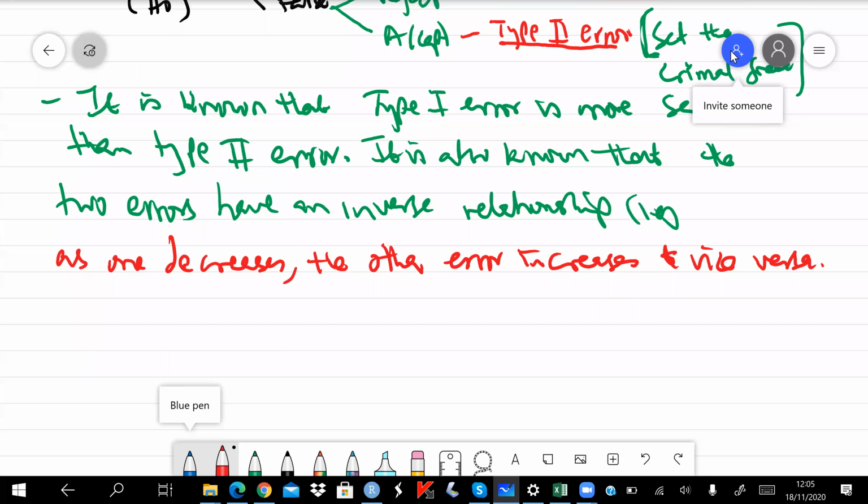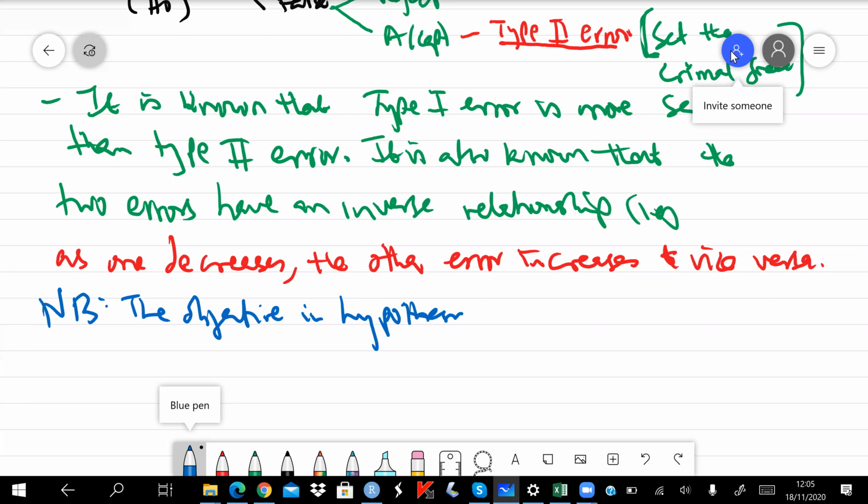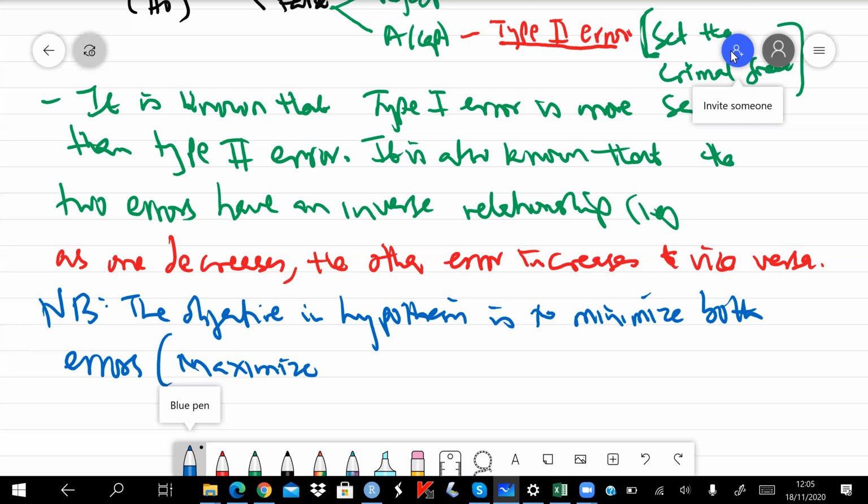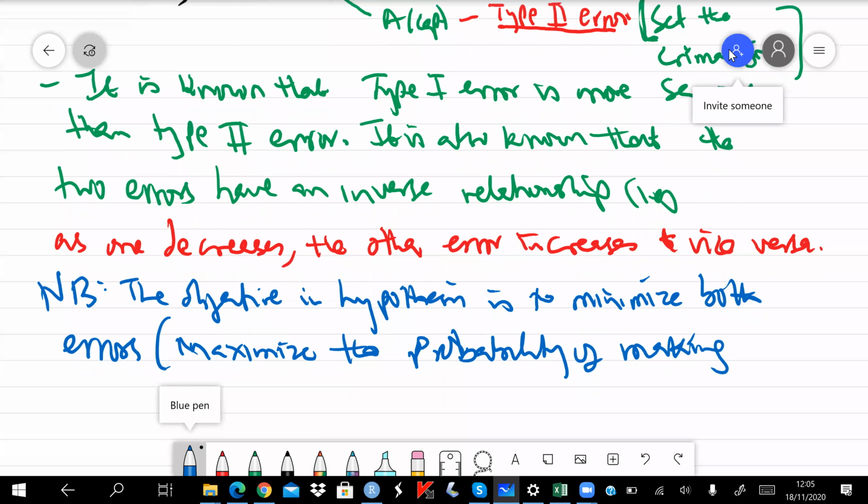Okay, and then we note that the objective in hypothesis testing is to minimize both errors. In other words, maximize the probability of making the correct decision.